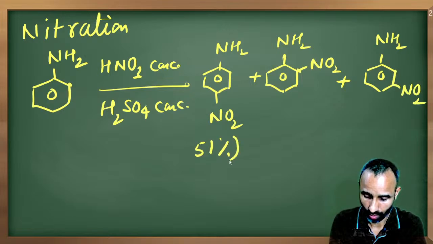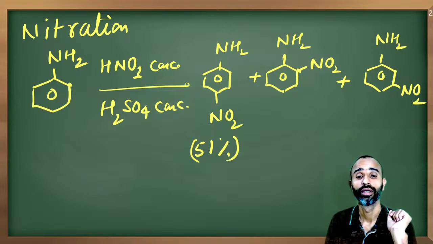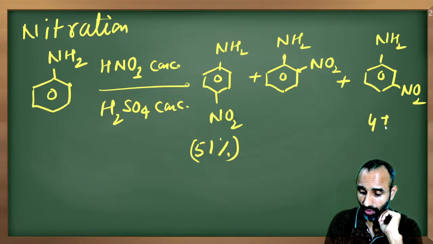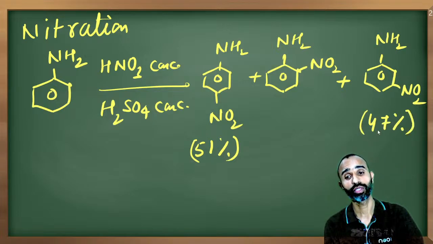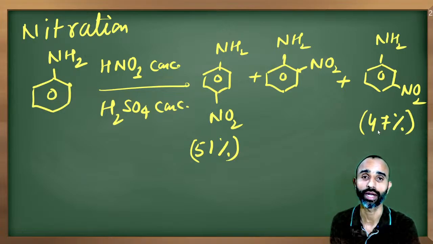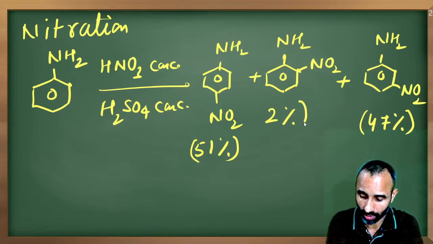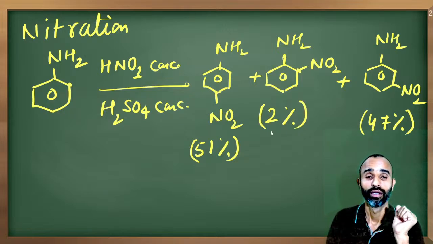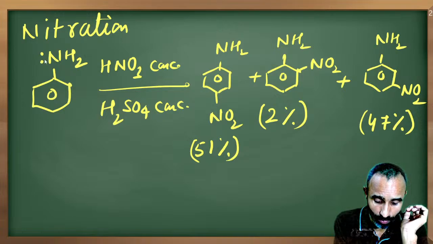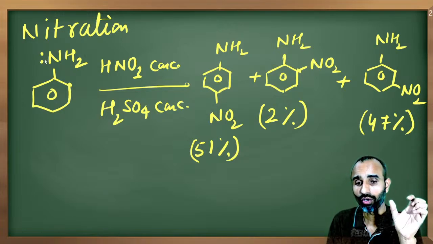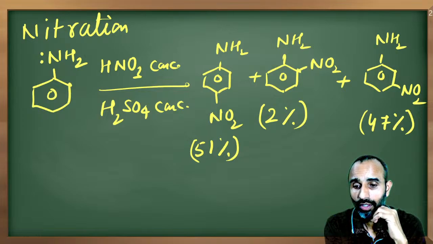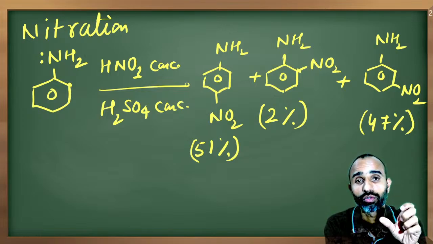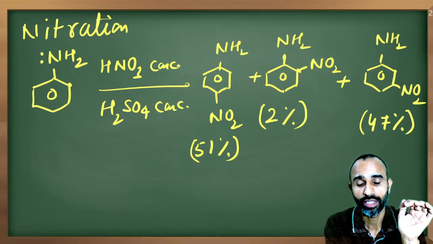So para product is 51%, and surprisingly meta product is 47%. Para product is 51%, means the meta product is almost the same as that of the para product, and ortho product is only 2%. So actually the NH2 group is ortho para directing, so ortho and para product should be major and meta product should not be formed. So the meta product is formed to such a large extent, what is the reason behind it?